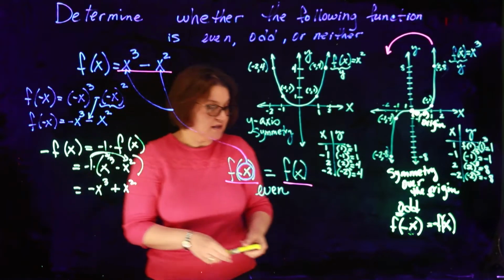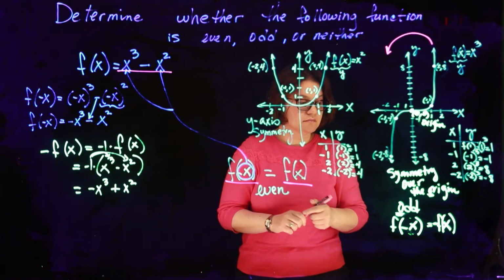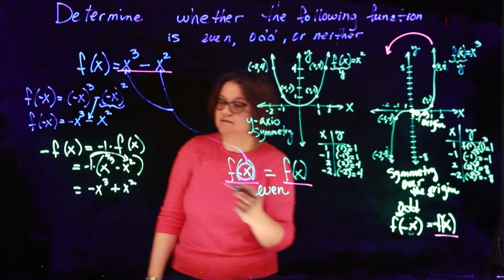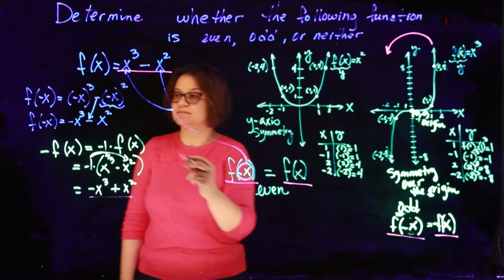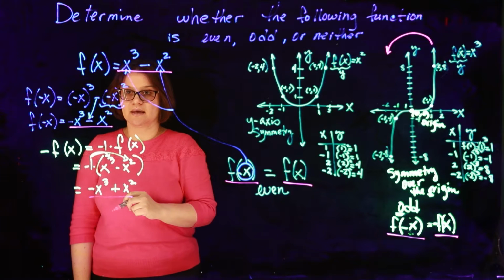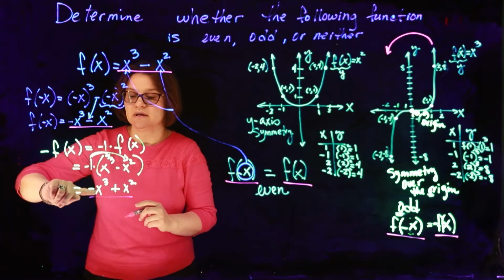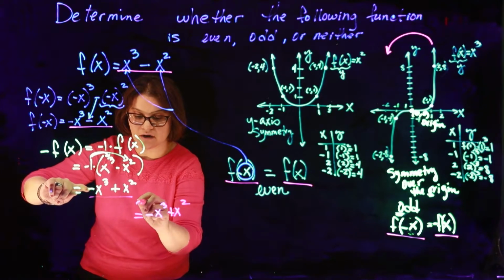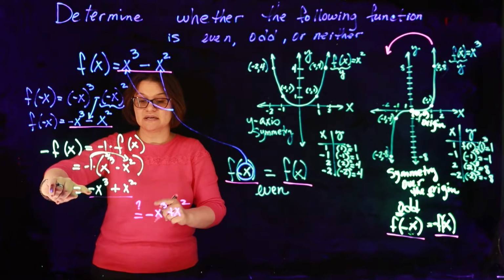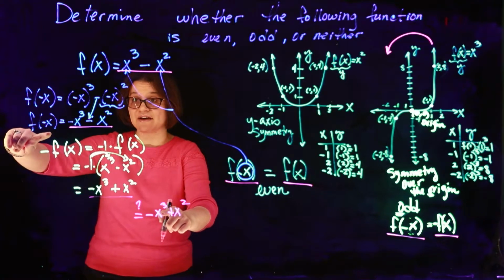Our goal now is to compare negative f of x, which is this, and f of negative x, which is this. Okay, let's write them together. Negative f of x, negative x cubed plus x squared. Our goal is to see, are they the same? Is negative f of x the same as f of negative x?